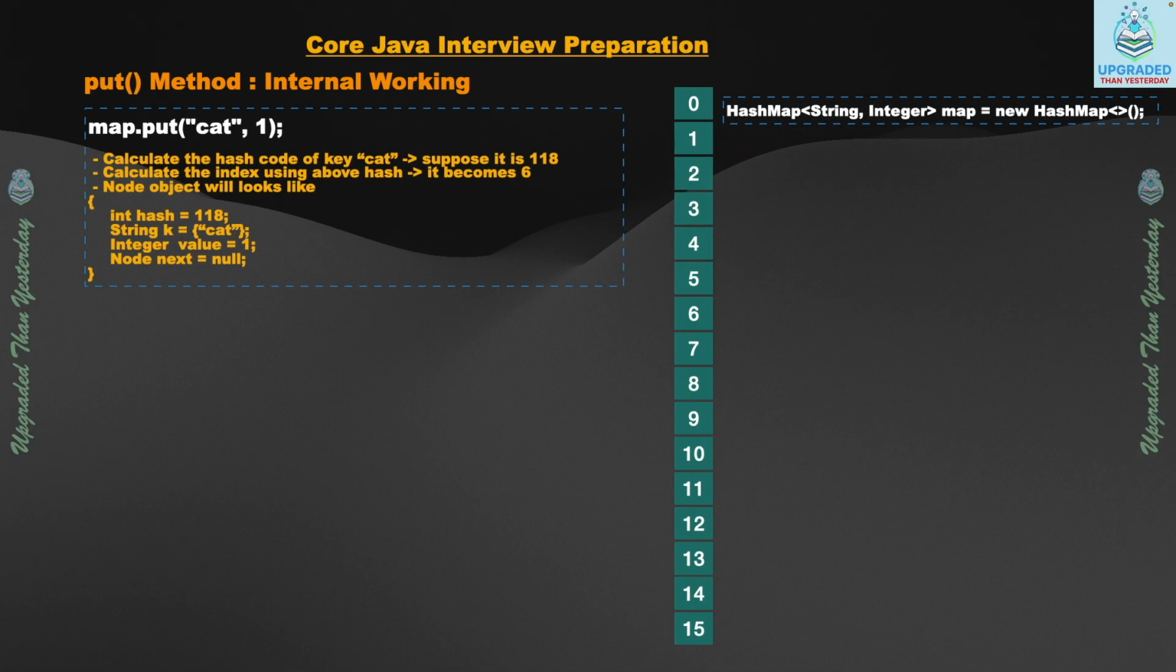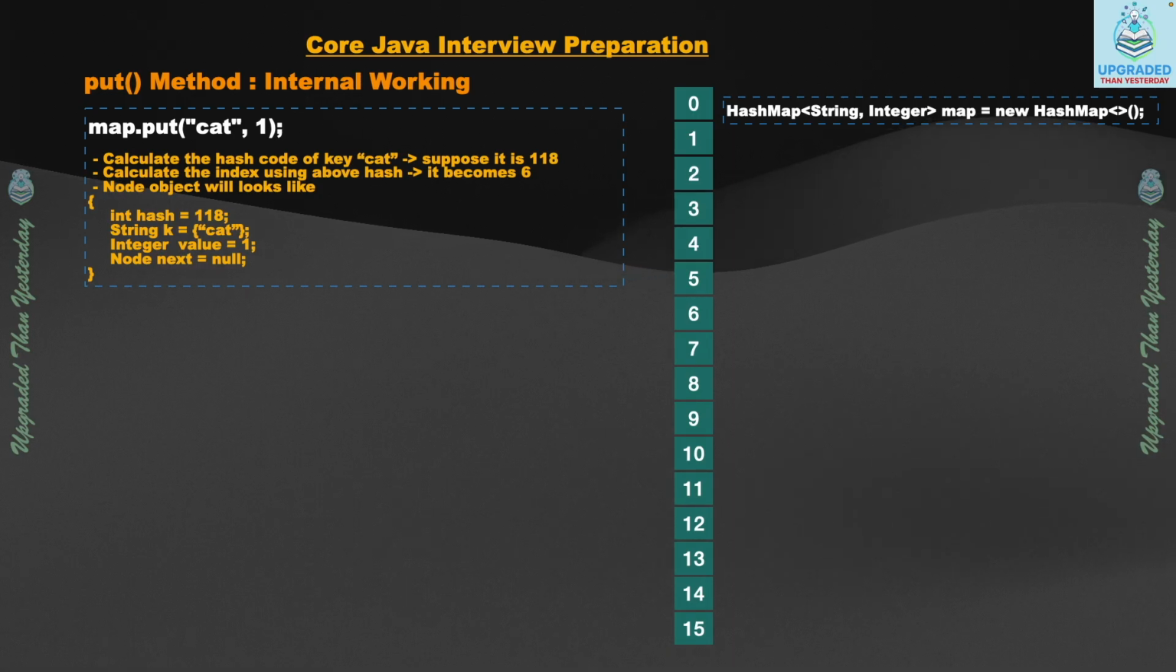Map.put key is cat and value is 1. Internally, the following operation will get executed. At first, it will calculate the hash code for the key cat using the method hashCode, and suppose the calculated hash code for the key cat is 118. Then it will calculate the bucket position with the help of the calculated hash code. For the hash code 118, the bucket position will be 6.